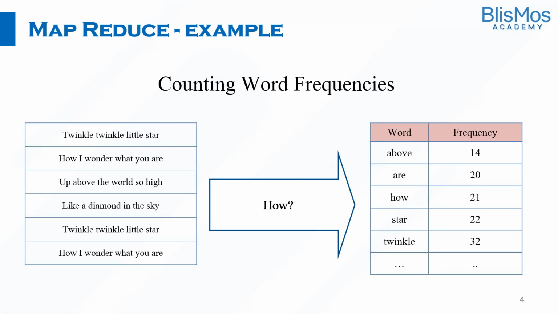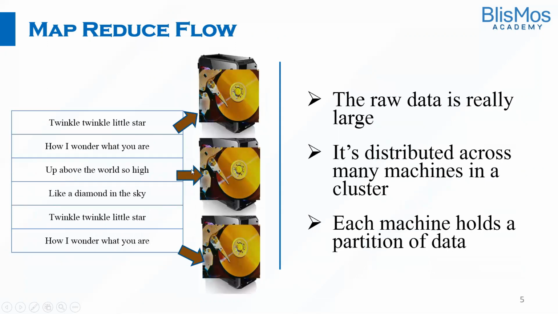Now, what we need to do here is take this whole file as an input and come out with how many times each word in this file is repeated, or in another way, the frequency of occurrence of each of the words in this file. That is what we are trying to do. How can we do that with MapReduce?